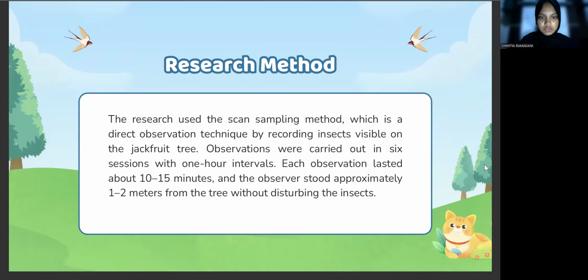Next, research method. The research used the scan sampling method, which is a direct observation technique by recording insects visible on the jackfruit tree. Observations were carried out in 6 sessions with 1 hour interval. Each observation lasted about 10 to 15 minutes, and the observer stood approximately 1 to 2 meters from the tree without disturbing the insects.